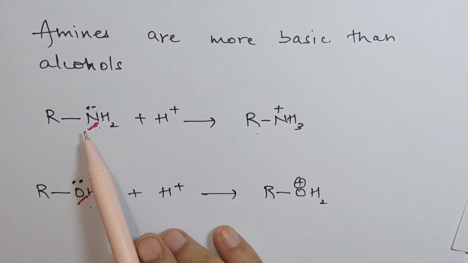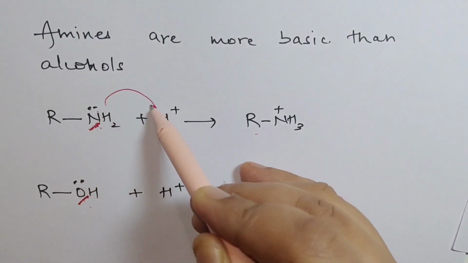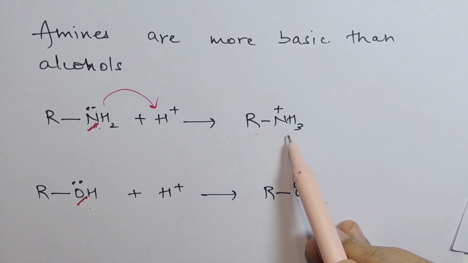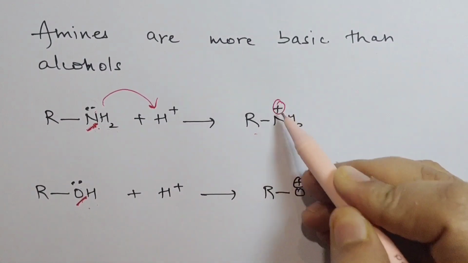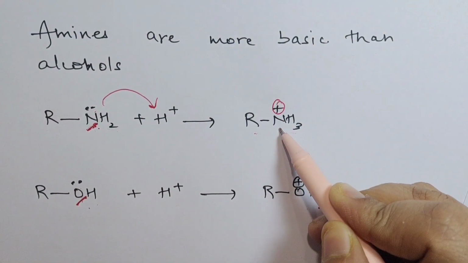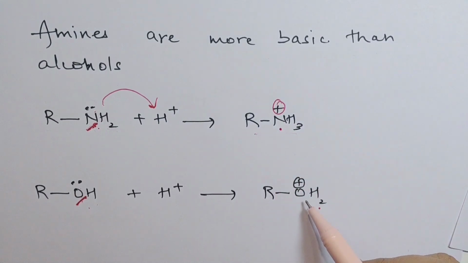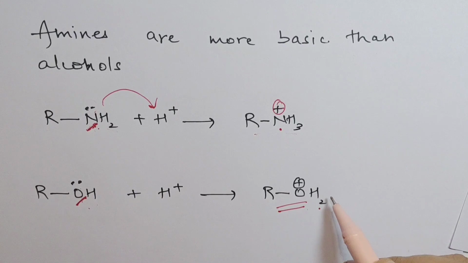And that's not all. After grabbing the proton, it forms this substituted ammonium ion, and here this is the product. Now what happens is, here there is positive charge on less electronegative nitrogen. Here there is a positive charge on more electronegative oxygen. So this is not a happy situation.